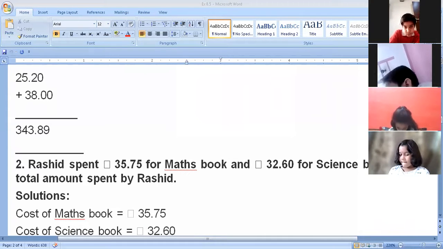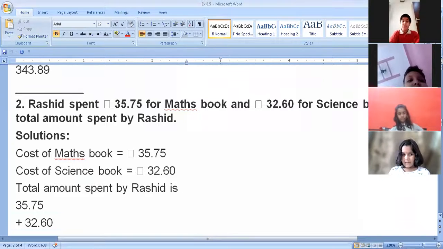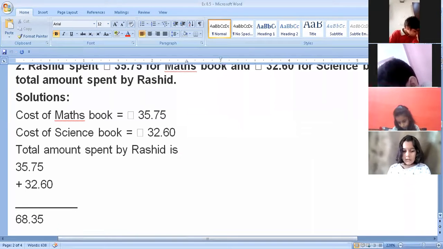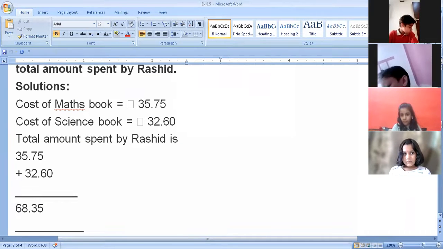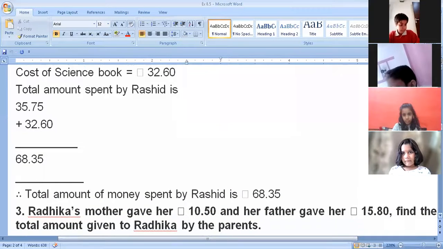Yes, we are going to add the numbers here. So first of all, we'll write the cost of maths book. That is rupees 35.75. And cost of science book is 32.60. Now we'll take out the total amount spent by Rashid. That is 35.75 will be added with 32.60. So the amount will be 68.35. Yes, Saksham, your answer is correct. Kanishka, so total amount spent by Rashid is 68.35 rupees.